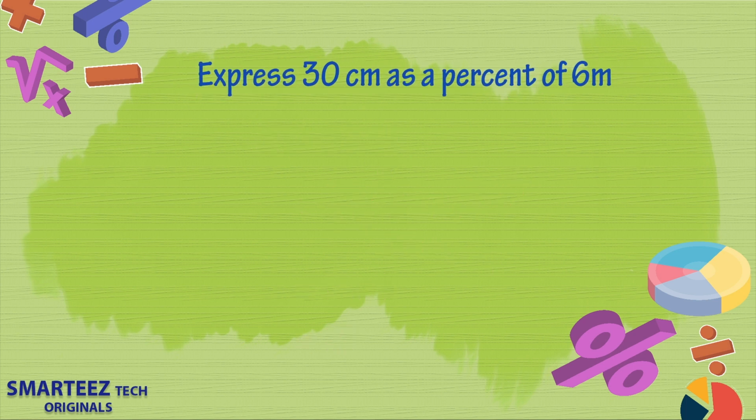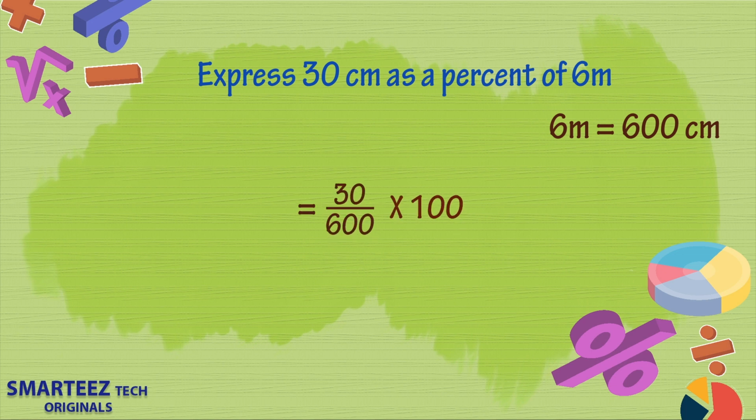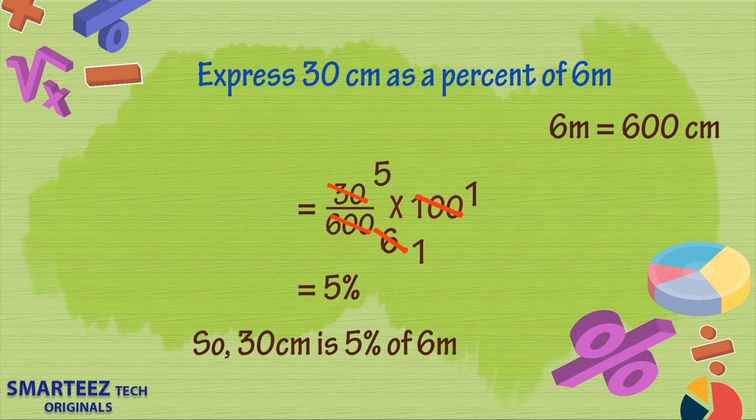Express 30 centimeters as a percent of 6 meters. In order to express a quantity as a percent of another, we need to divide the first term by the second term and multiply by 100. Here, let's make both units as centimeters. So 6 meters equals 600 centimeters. Let's express 30 centimeters as a percent of 600 centimeters. Now we have 30 over 600 times 100. Let's simplify this. Strike out 600 and 100 and we have 1 and 6. And then strike out 30 and 6, we have 5. This equals 5%. So 30 centimeters is 5% of 6 meters.